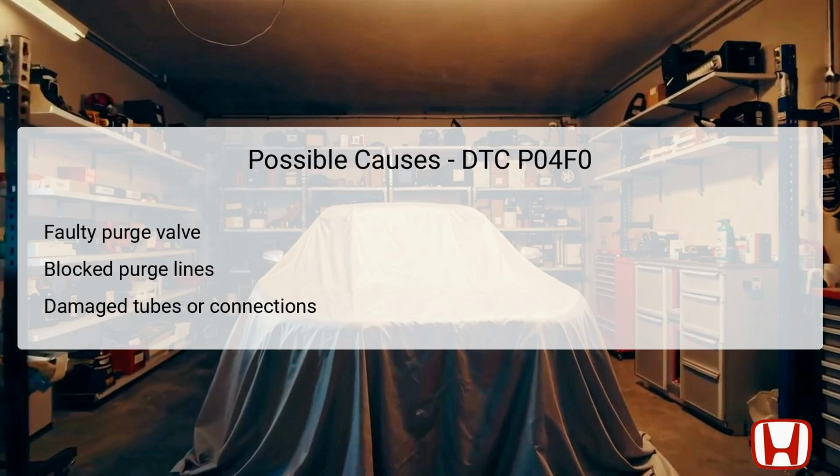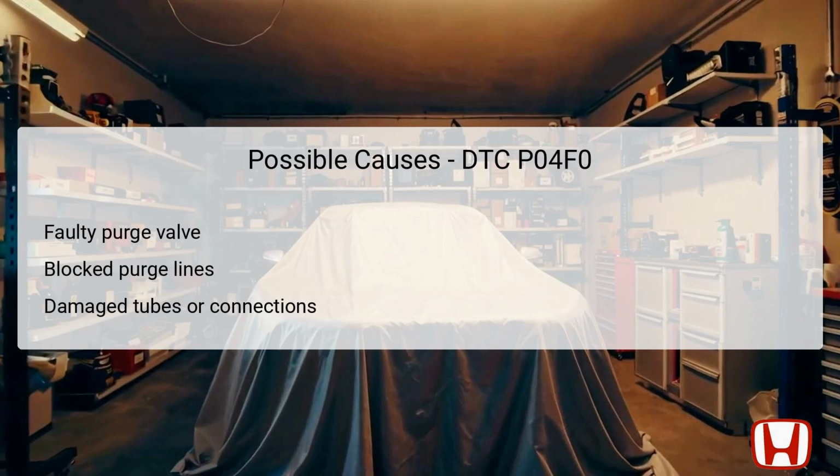Blocked or damaged lines can also lead to incorrect purge flow. The line may be obstructed by debris or liquid, causing a backflow and leading to improper functioning of the whole EVAP system. Additionally, physical damage to the purge tubes, such as cracks or disconnection, can dramatically affect the system's operation. Each of these potential causes needs to be systematically evaluated to resolve the issue and restore normal functionality of the EVAP system.